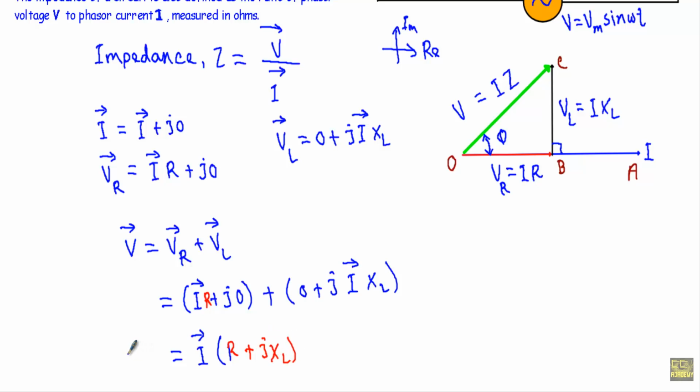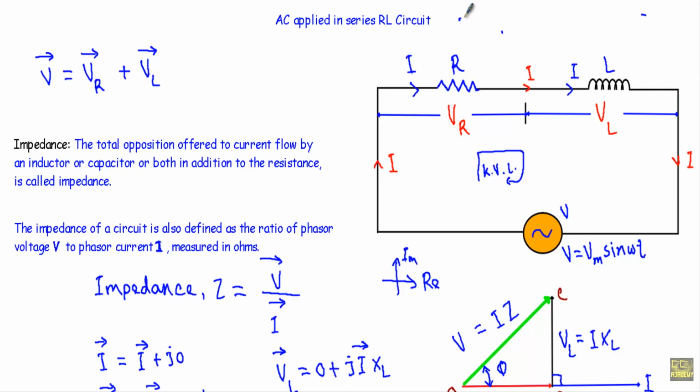Now this is our voltage phasor V and this is our current phasor I. So if I take the ratio of phasor voltage and phasor current, I will get the impedance, and we will denote that impedance with Z. Here Z will be equal to R plus j XL. In an RL series circuit, the impedance Z will be equal to R plus j XL.